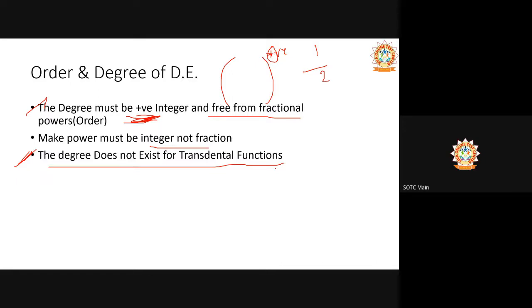So now tell me, what are transcendental functions? Transcendental functions are other than algebraic functions. Other than algebraic functions are called transcendental functions, like trigonometric functions, inverse trigonometric functions, hyperbolic functions, inverse hyperbolic functions, exponential functions, logarithmic functions, right? So whatever it is other than algebraic functions are called transcendental functions.